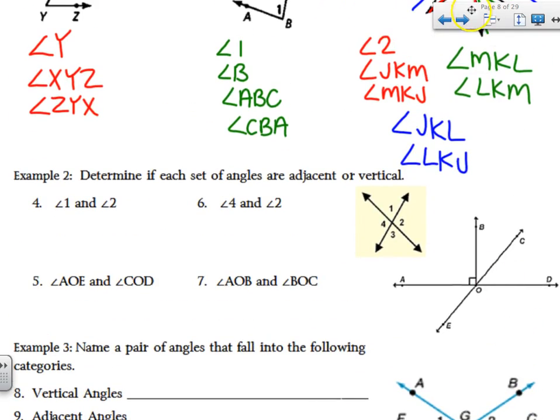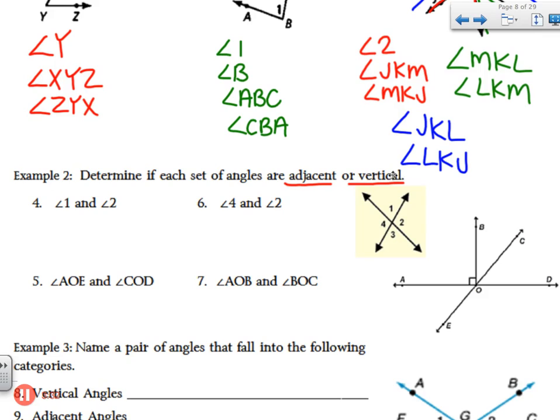Now we're going to bump down to example 2, where we're going to talk about adjacent versus vertical angles. So we've learned these vocabulary words previously. I know adjacent is side by side, they share a vertex and they share a side. Vertical angles are opposite and they only share a vertex but no sides in common.